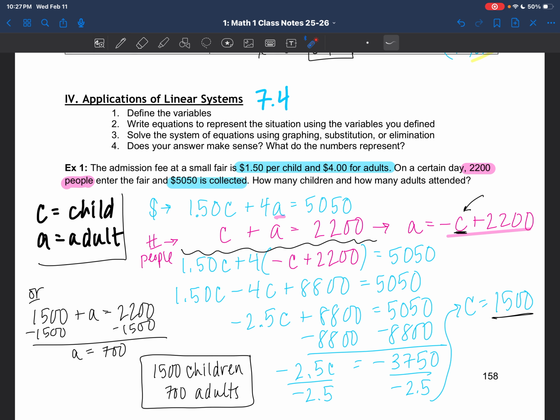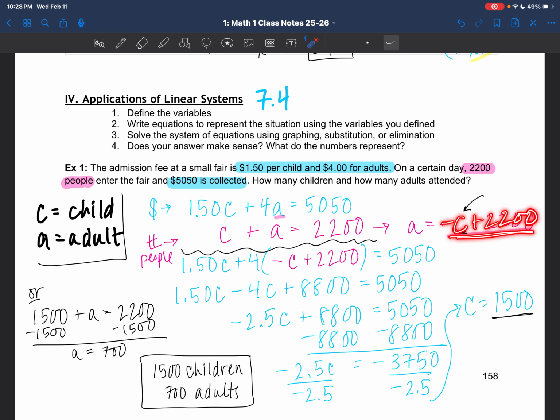Now that we've got our equations set up, we can start to solve this. You could do this by elimination. If you did, you would multiply to get something to cancel. I probably would have multiplied this by -4 to get your A's to cancel. But I did substitution in this case. So I'm going to get A by itself. I came over here and subtracted C, so I've got -C.